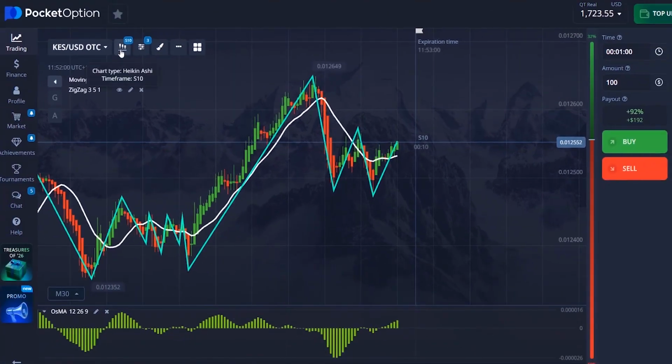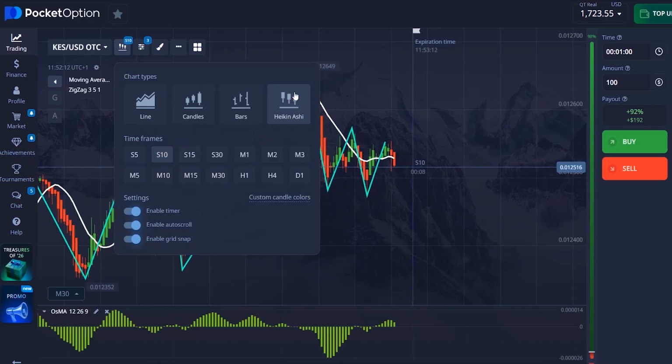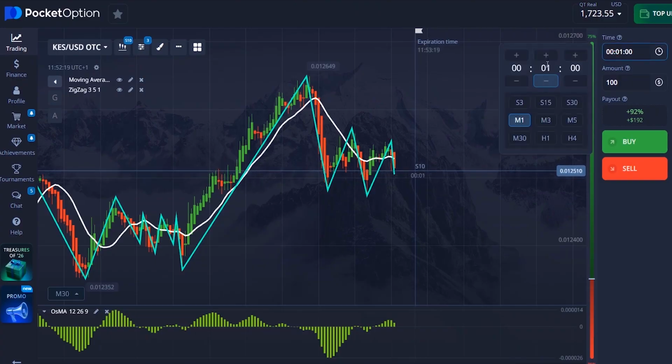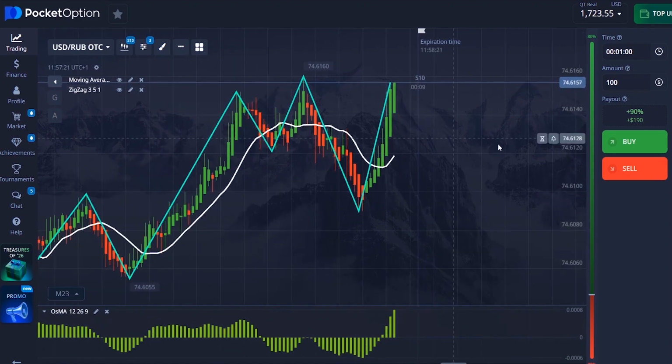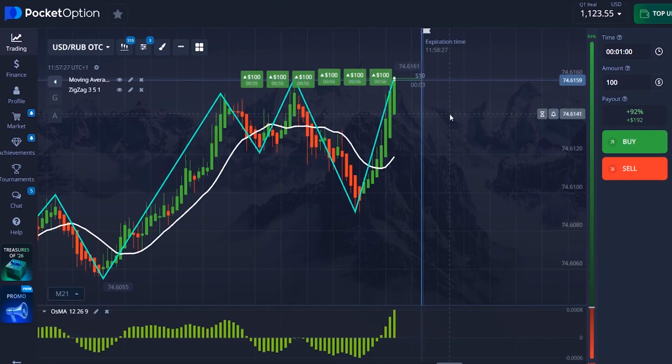So with this strategy, I'm going to be using 10 seconds candlestick. I'm going to be setting it on the Heikin Ashi candlestick. Not only that, I'll be setting my expiration time to be on 1 minute. So right here, I found an opportunity. I'm going to go for an up position.